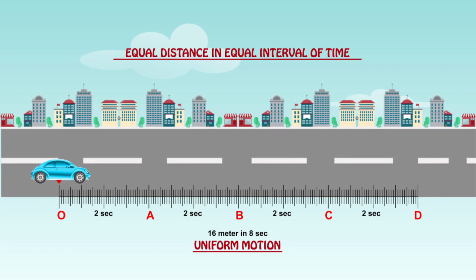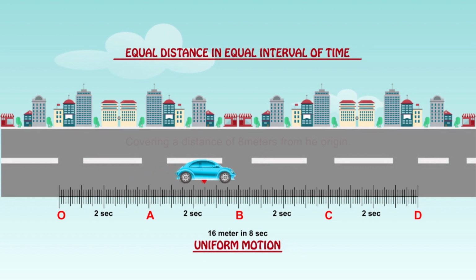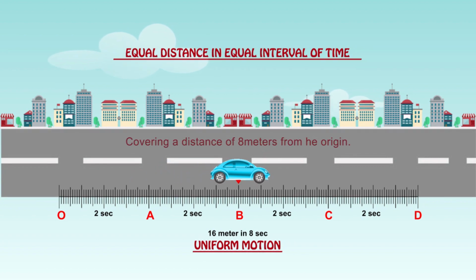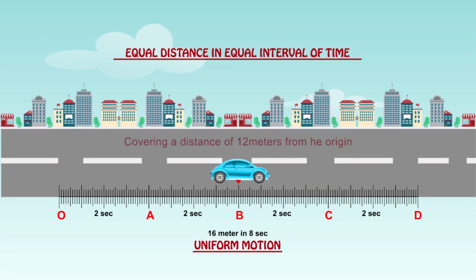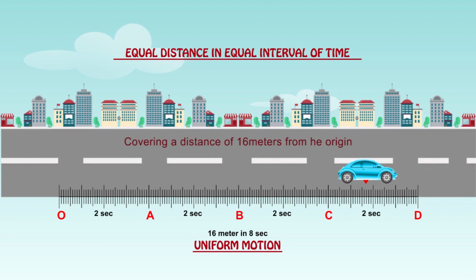Here, the car starts from O and after 2 seconds, it reaches position A, covering a distance of 4 meters from the origin. In the next 2 seconds, it reaches position B, covering a distance of 8 meters from the origin. And in the next 2 seconds, it reaches C, covering a distance of 12 meters from origin. Again, after 2 seconds, it reaches D, covering a distance of 16 meters from the origin.